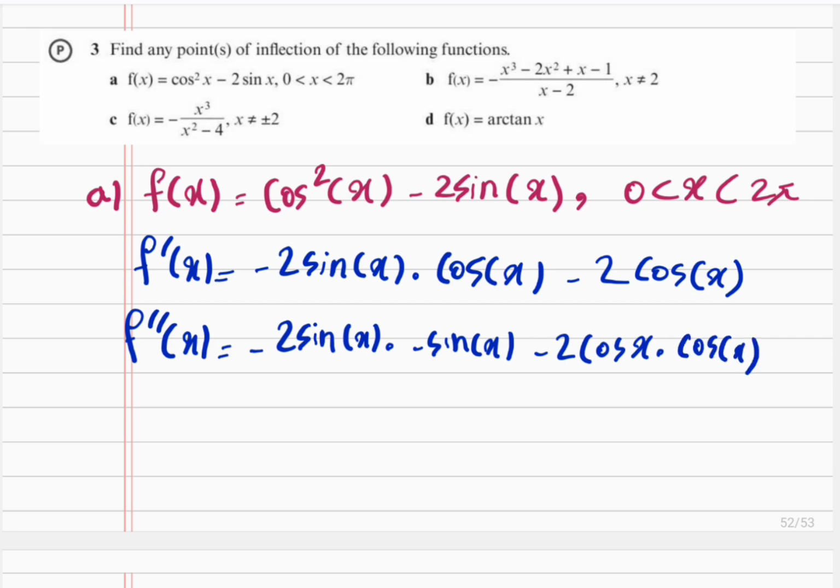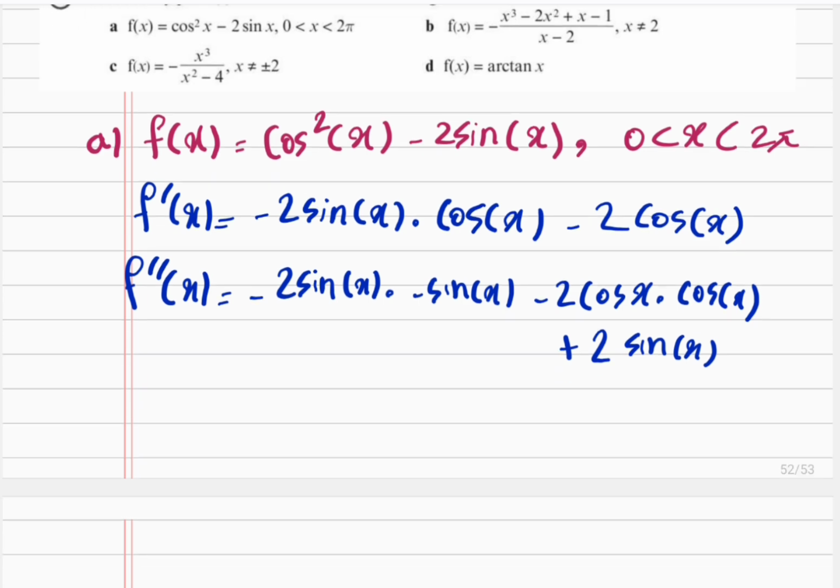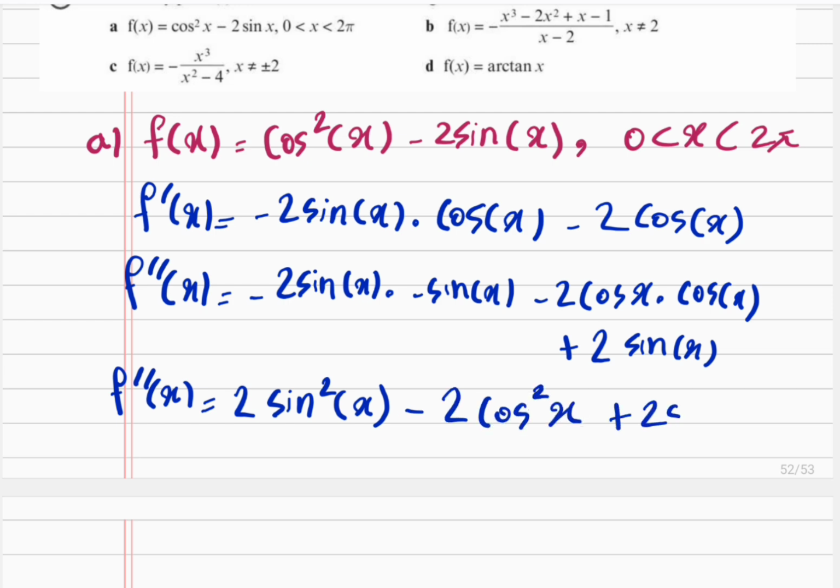And minus 2 cos x, so cos x differentiates to minus sine x, and we have two negatives, so it becomes 2 sine x. And now we can simplify this, or at least factorize, because it's not in a very nice form. So f double dash x is equal to, the first term is 2 sine squared x. The second term is minus 2 cos squared x plus 2 sine x.